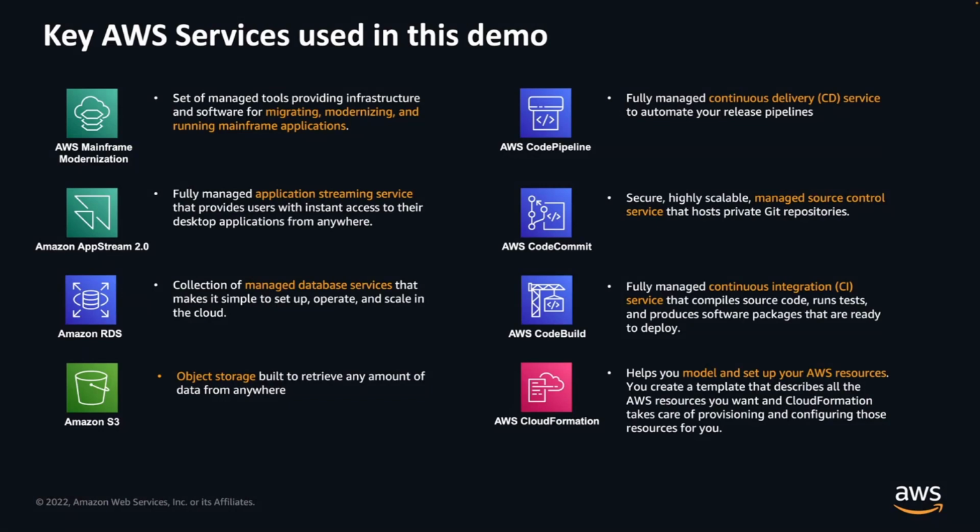Here are some of the key services used in this demo. We use AWS Mainframe Modernization Service for migrating your mainframe applications. We use AppStream 2.0 for streaming desktop applications through a web browser. RDS is a database, S3 is object storage, and we use CodePipeline, CodeCommit, and CodeBuild to build DevOps pipelines. We use a CloudFormation template to provision your resources using infrastructure as code.